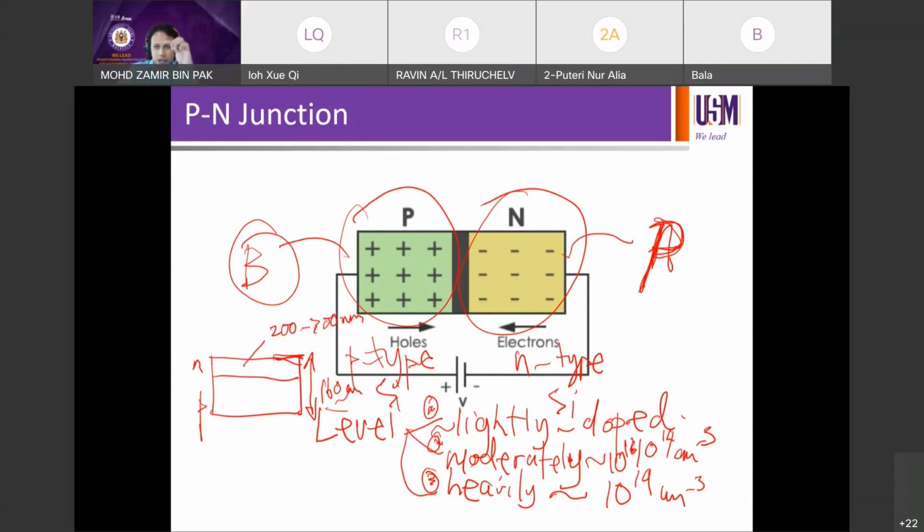So you just consume the first 200 or 300 nanometer perhaps of the silicon wafer to form a junction, to form an N-type layer, therefore forming a junction. So this is very, very small if you compare to the original silicon thickness.